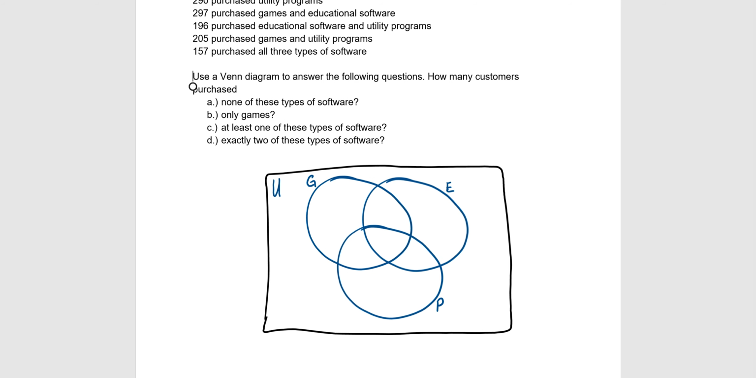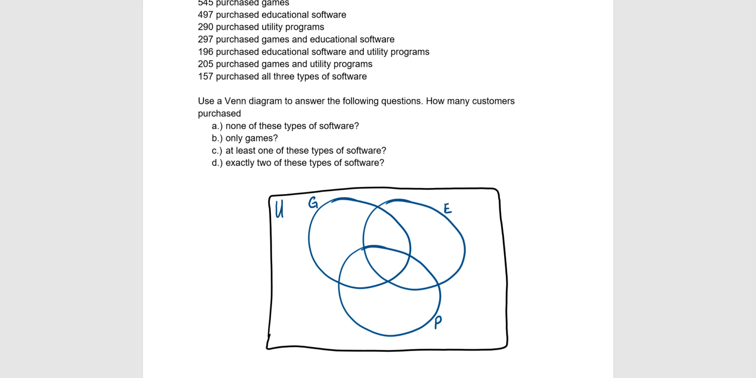Okay, so let's go ahead and start this the way that we usually do. We're starting it with the intersection between all of them. So we need to see what they all have in common, and that's going to be this value right here. 157 purchased all three types of software. So that means we put a 157 right in there.